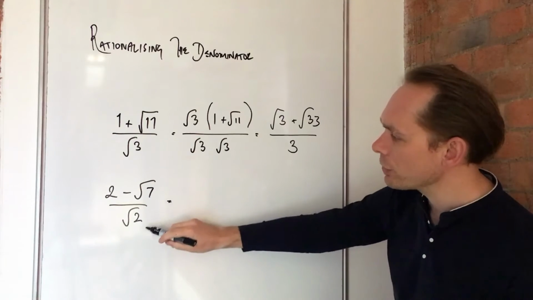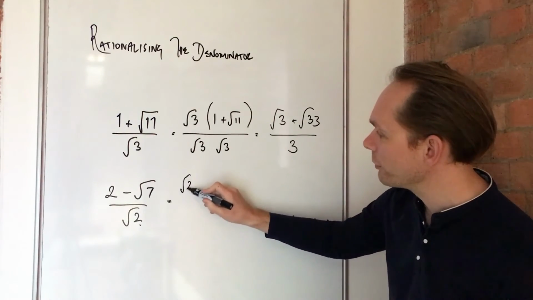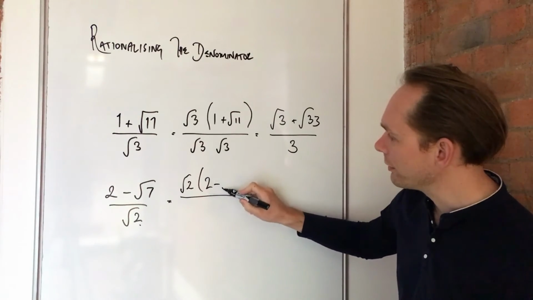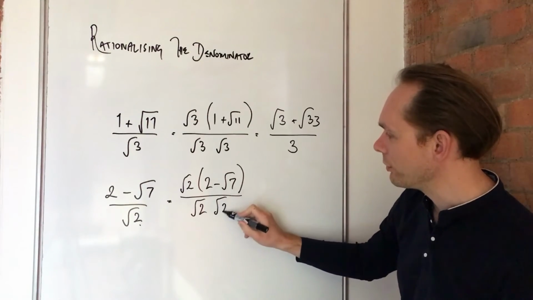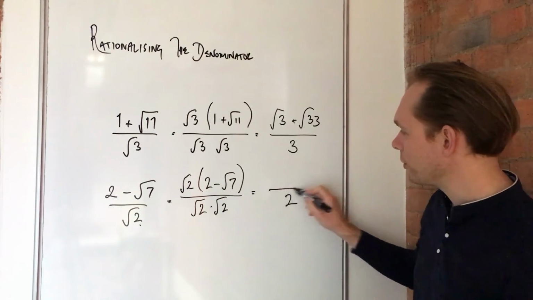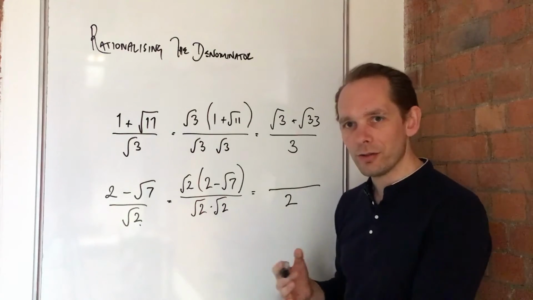So we're going to multiply the top and bottom by the thing that was on the bottom here, square root of 2. So we're going to have square root of 2 times 2 minus root 7. And on the bottom, square root of 2 times square root of 2. So they're multiplying, and we're going to get 2 on the bottom. A lot of people say square root of 4. Well, technically it is, but it's 2.